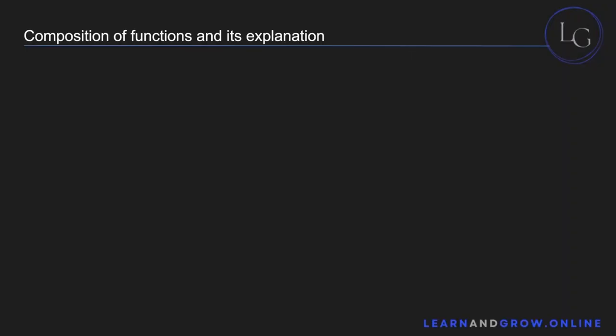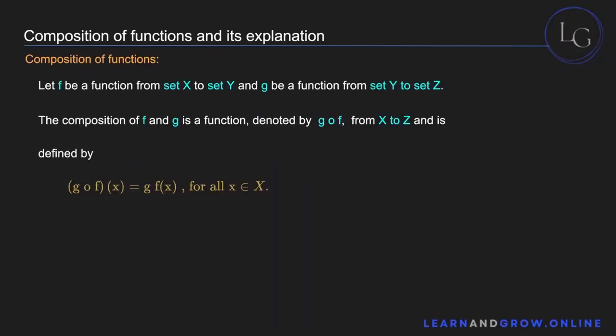Now let's see what the composition of functions are. Let's say that f is a function from set x to set y. So f of x is equal to y, right? And let g be a function from set y to set z, which means that g of y is equal to z. Now, since y is equal to f of x, it's fair to assume that we can write down this y as f of x. So g of f of x is equal to z, right?